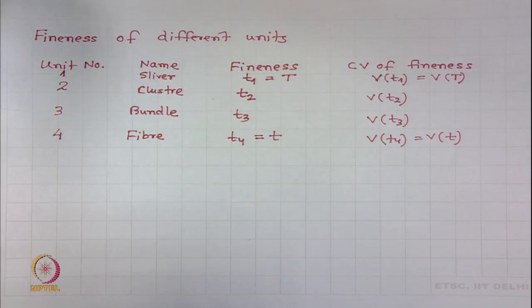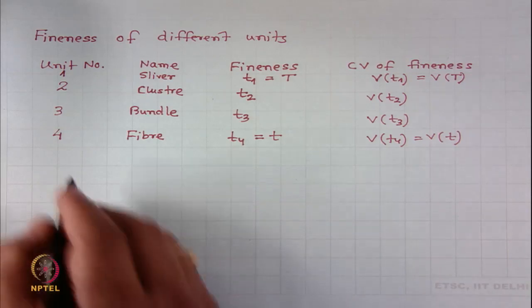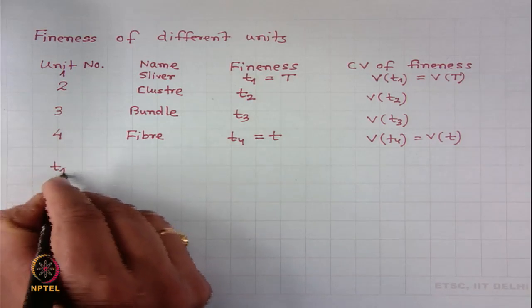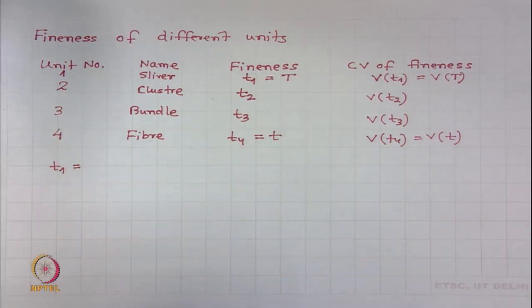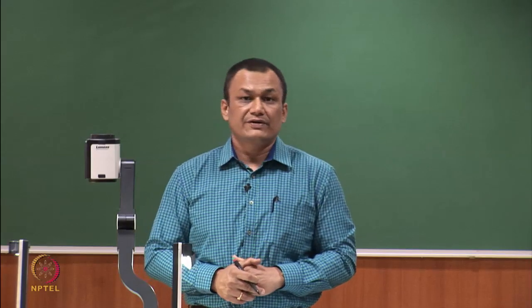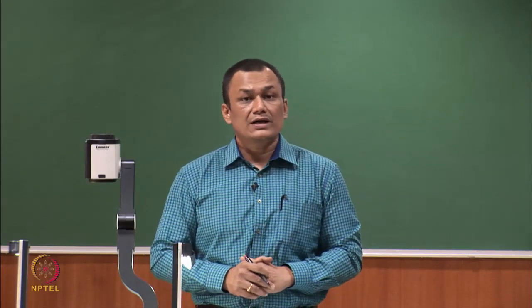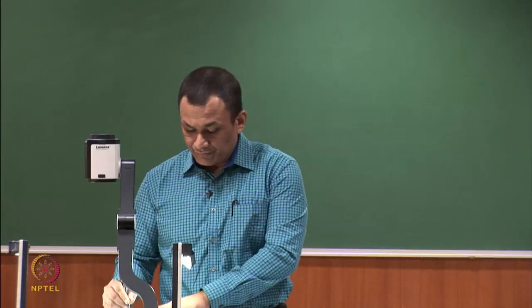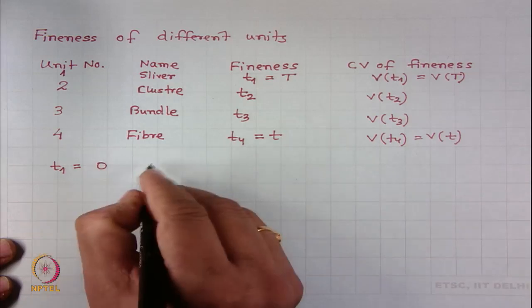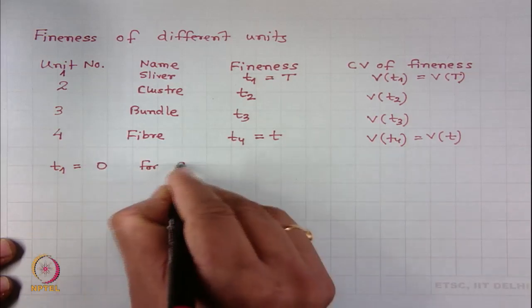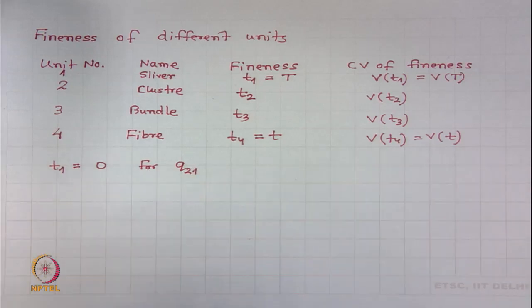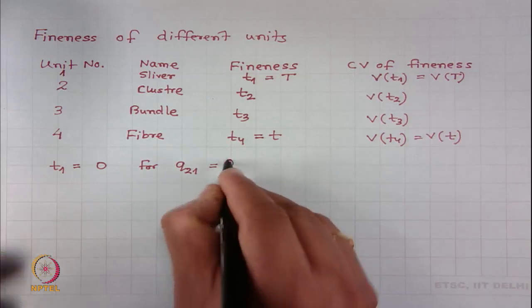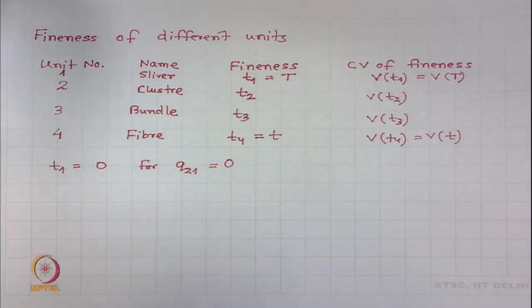Now, let us define them. T1, what is the expression for sliver fineness, local sliver fineness? It can be 0 locally if there is no fiber or no bundle, no cluster, so it is 0. For Q21, number of cluster in sliver is equal to 0. If there is no cluster, fineness is 0.